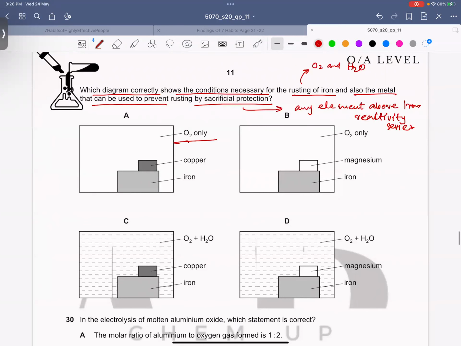So here there is oxygen only, no water. So A goes wrong. Again, oxygen only, no water. So B goes wrong. Oxygen and water both are there, but copper is below iron in the reactivity series, so it would not do sacrificial protection. So the leftover is D. So D is your correct answer.